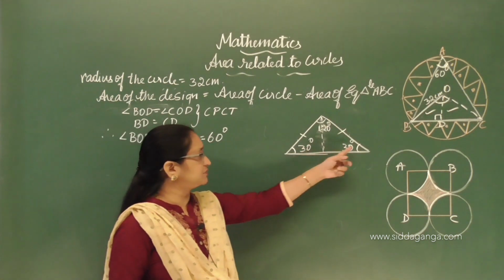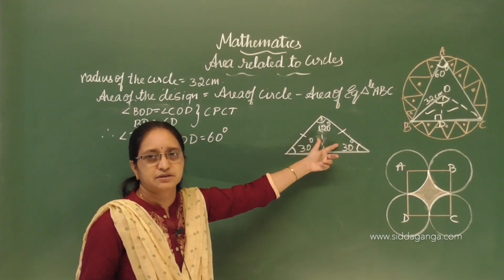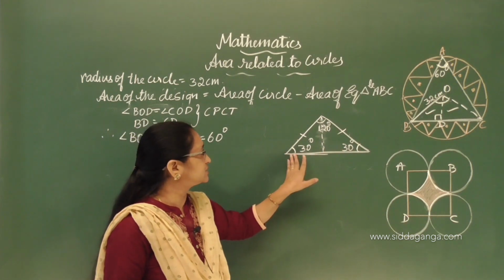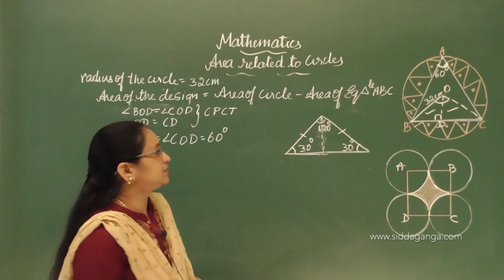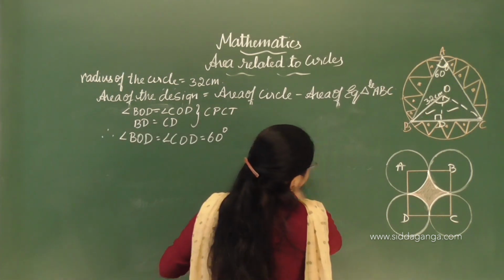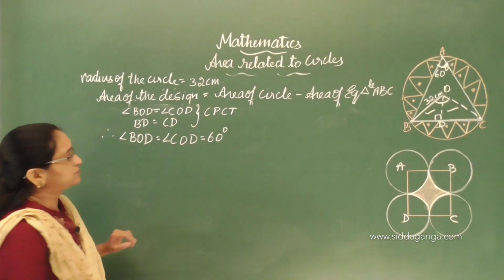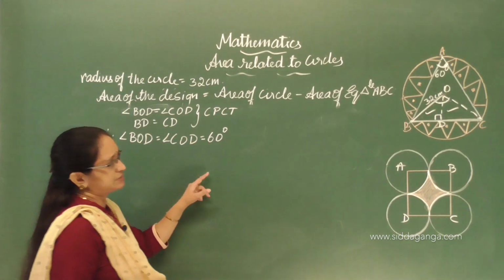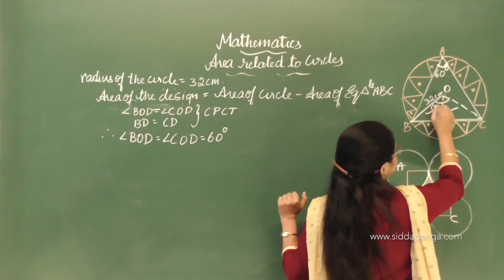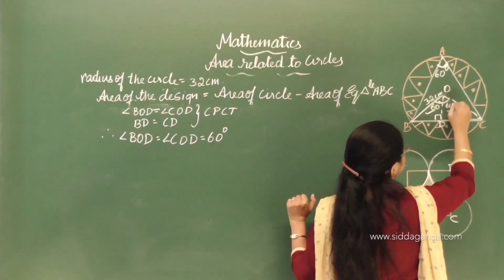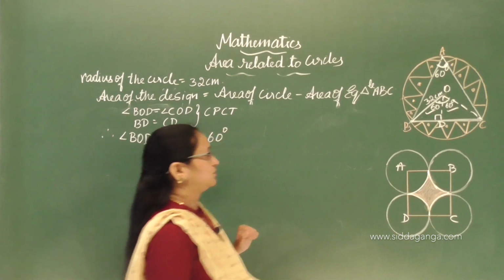See, this is 30 degree. We know the trigonometric ratios of 30 degree. By using that also we can find this side, that also can be done. But I have started this, so I will continue with this only. So this will be 60 degree. Now this angle is 60 degree and 60 degree. Now what do you have to do?